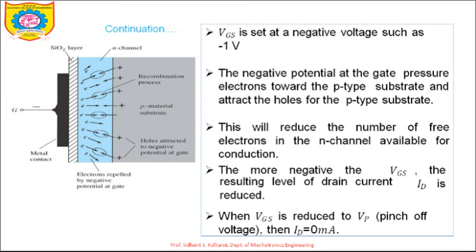Then what happens when VGS is set to a negative voltage? The negative potential at the gate pressures the electrons towards the p-type substrate and attracts the holes towards the channel. This will reduce the number of electrons in the N channel available for conduction. The more negative the VGS, the more the drain current ID is reduced. When VGS is reduced to VP, the pinch off voltage, then ID is equal to 0. I will explain this in the previous diagram.